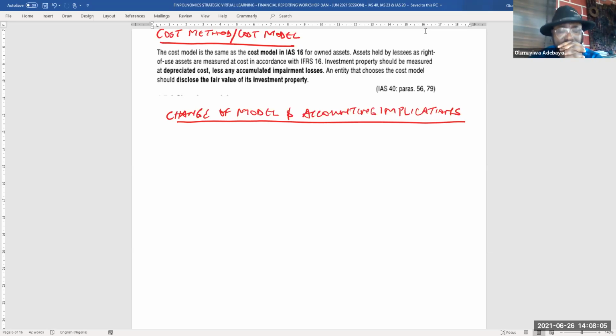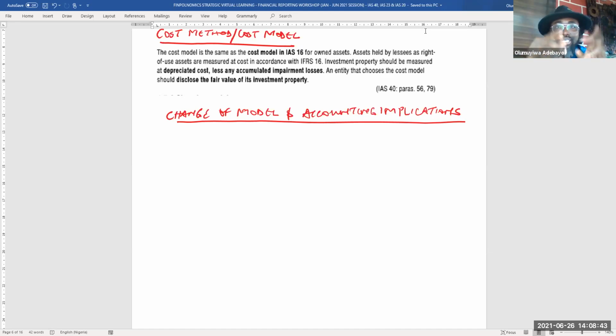Can I change from cost model to fair value model? The standard recognizes that you can. And can I change from fair value model to cost model? The standard also recognizes that you can. But it's more often to see you change from cost to fair value model than from fair value model to cost. But there are instances that provide genuine change from fair value to cost, especially where there is no reliable basis to be able to measure at fair value. That's one of those reasons.